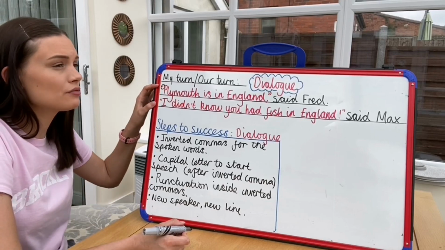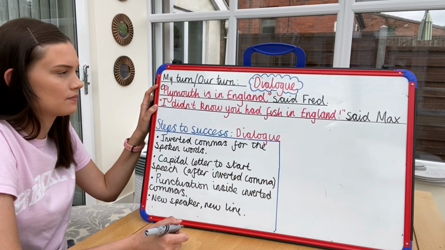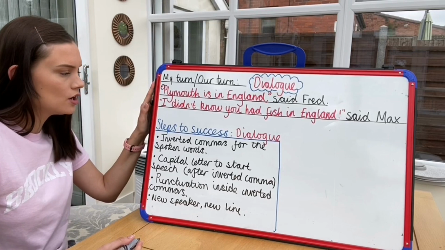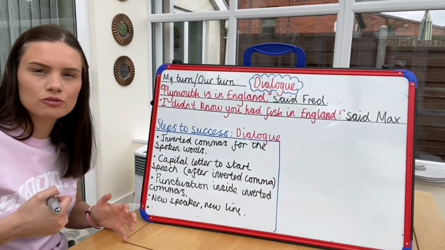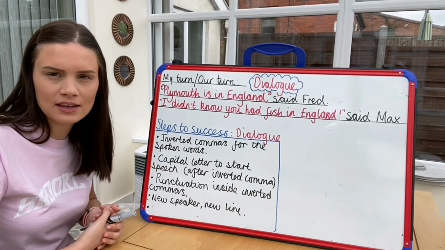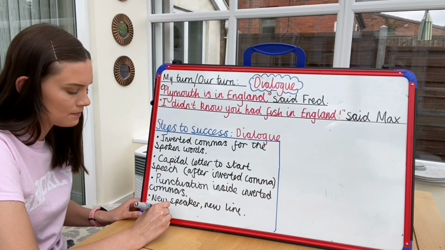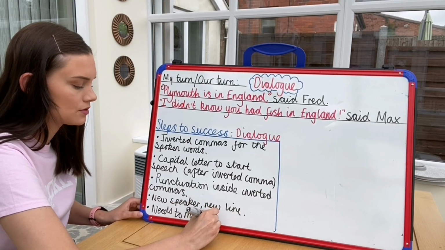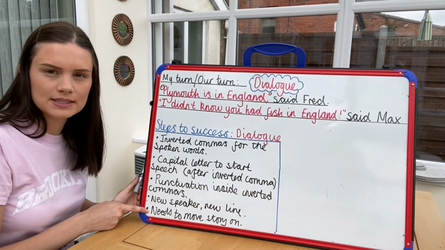Now, year 5, if you actually read this, we'll read it again together. Plymouth is in England, said Fred. And then Max moves the conversation on by saying, I didn't know you had fish in England. So for effective dialogue, it needs to move the story on. We don't want dialogue talking about the same thing for pages and pages. So the final one is needs to move the story on. Okay, so here we have our steps to success, year 5.